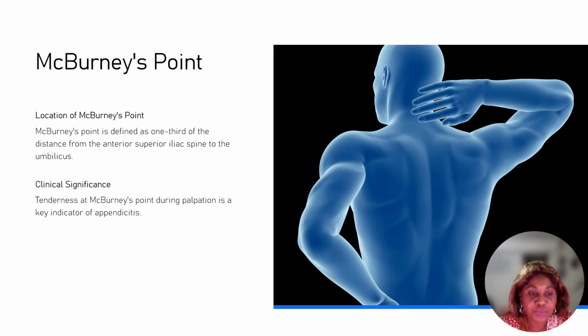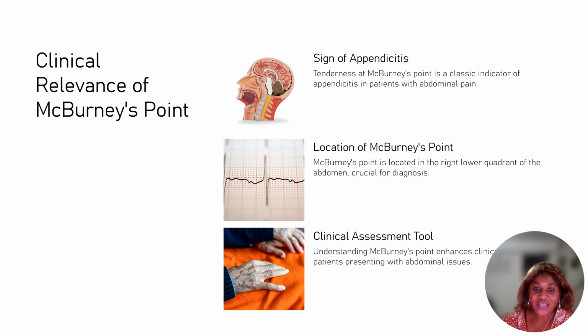Let's look at McBurney's point. The location of McBurney's point is defined as one-third of the distance from the anterior superior iliac spine to the umbilicus. The clinical significance of tenderness at McBurney's point during palpation is a key indicator of appendicitis. Can't miss that. So, signs of appendicitis and the clinical relevance of McBurney's point. Tenderness at McBurney's point is a classic indicator of appendicitis in patients with abdominal pain. Mostly they're always an acute abdomen, so you really don't want to miss that.